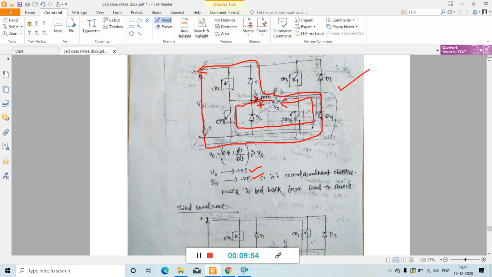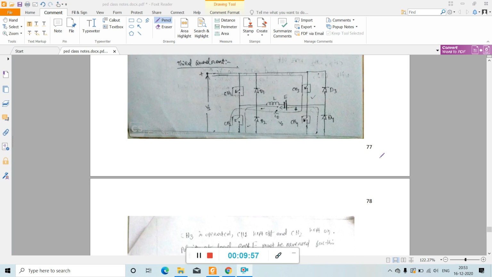Now this is your third quadrant operation, and this circuit diagram is for third quadrant operation. In this circuit diagram everything is similar to the first quadrant and second quadrant circuit diagrams, except one thing: in the previous part, the EMF connected with the load is connected like this, positive and negative. But in the third quadrant the load EMF must be reversed, so it is like this.